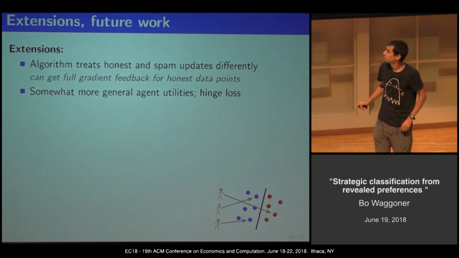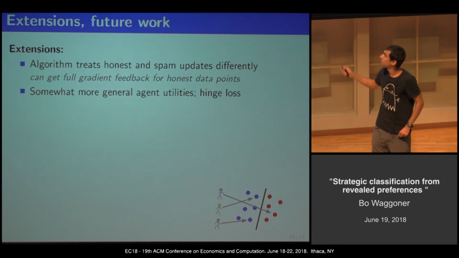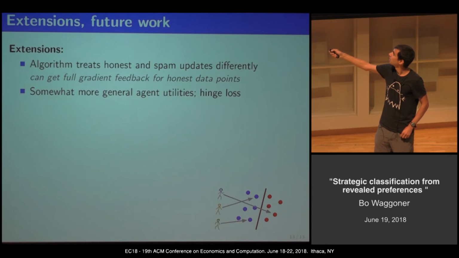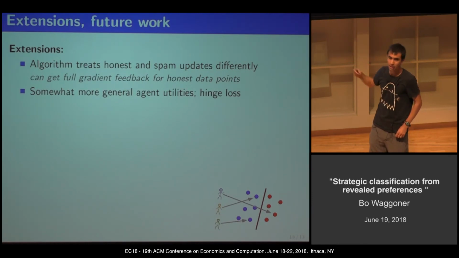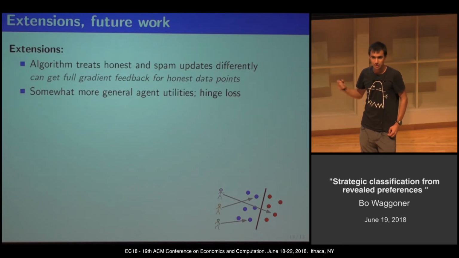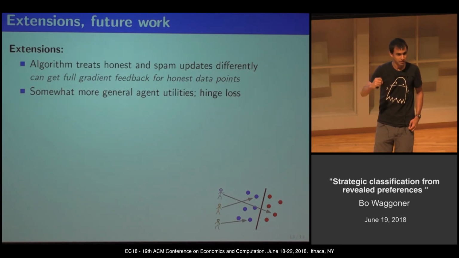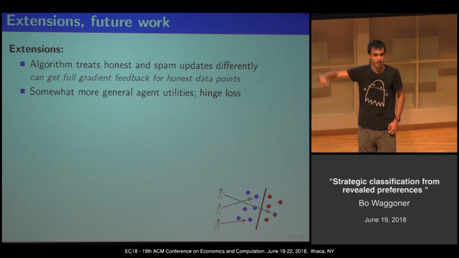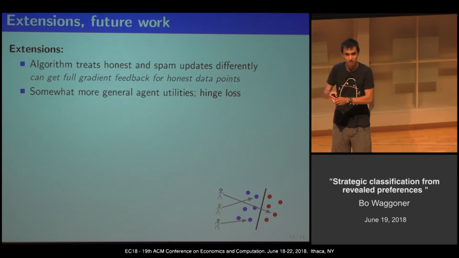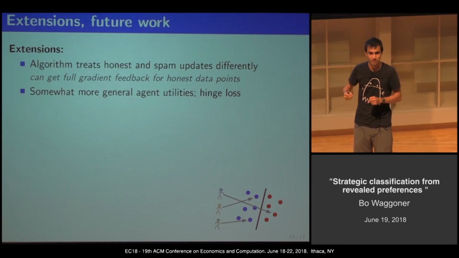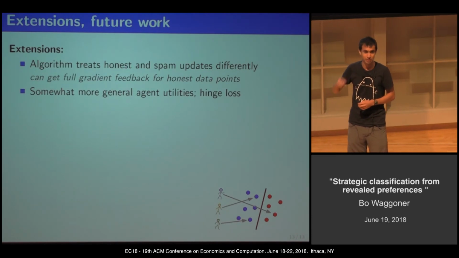Okay, so I'll go ahead and wrap up. So some extensions that we spend a fair amount of time on in the paper. One is an algorithm that can treat the honest updates and spam updates differently. The difference is that if an honest agent's email arrives, then you actually do know this convex function, and you can write down the whole convex function, right? Because you know that if you change beta, they wouldn't have changed their email in response. They're just an honest agent. That means that you get more feedback about this convex function.